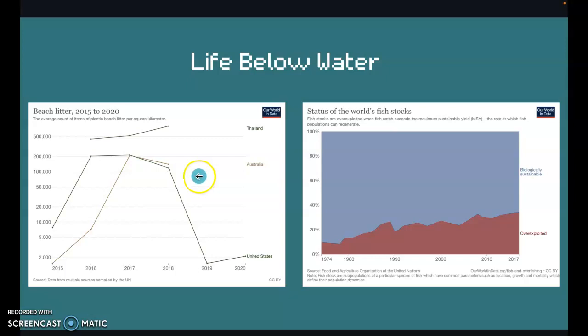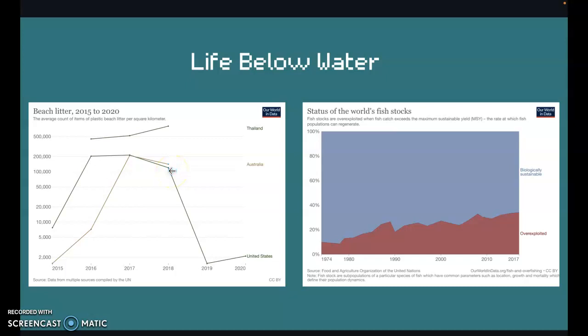We don't have any information on Australia's beach litter from 2018 or 2019 to 2020. But the US has definitely decreased since then, and I'm pretty sure Australia is decreasing too. We just don't have the data for it, but the US is definitely decreasing.